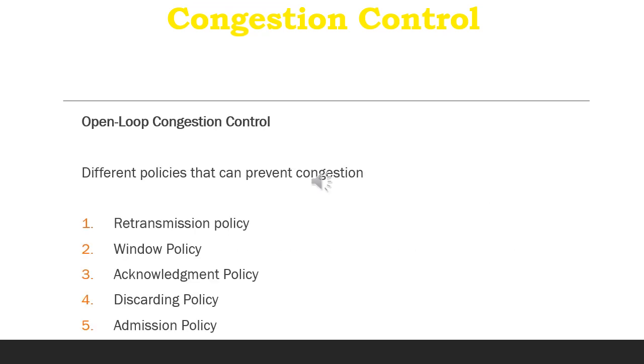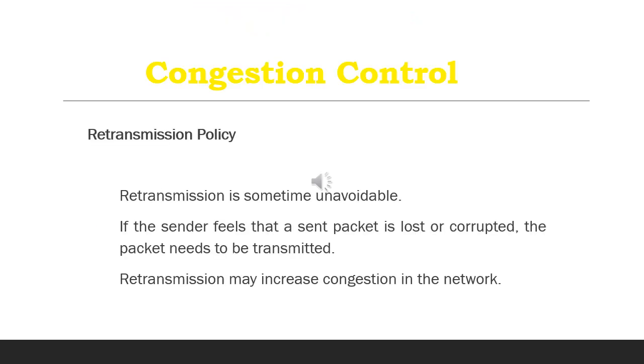In open loop congestion control, there are different policies that can prevent congestion. Retransmission policy, window policy, acknowledgement policy, discarding policy, and admission policy. Retransmission policy. Retransmission is sometimes unavoidable. If the sender feels that a sent packet is lost or corrupted, the packet needs to be retransmitted. Retransmission may increase congestion in the network.